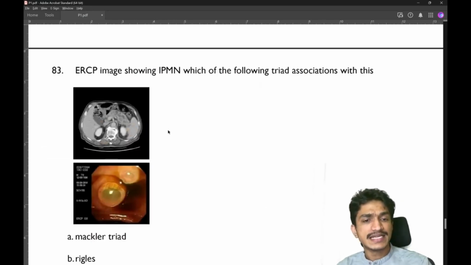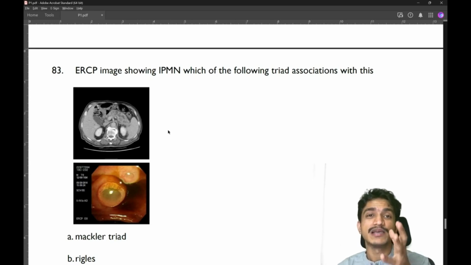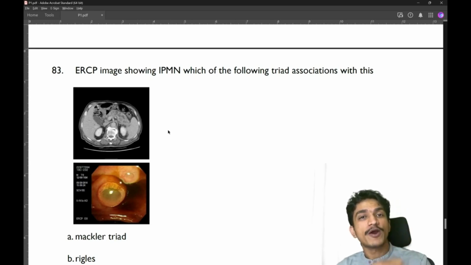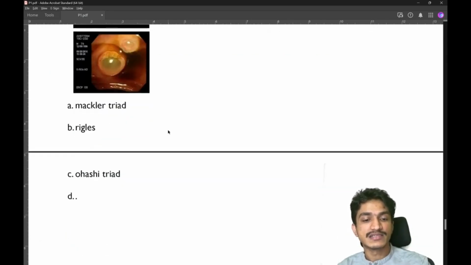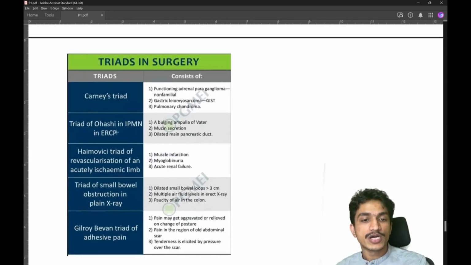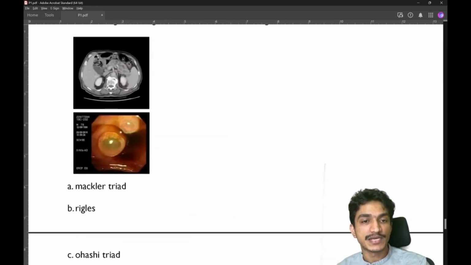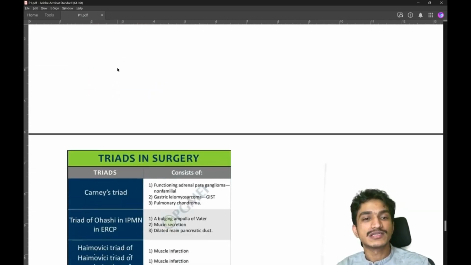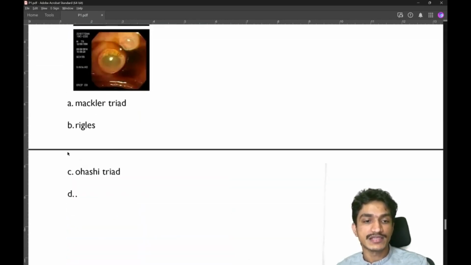Now this CT scan image with a patulous fish mouth like appearance of the ampulla, which is pointing towards IPMN, and the triad was asked. So the triad in this case is the Ohashi triad. Ohashi triad, that is in ERCP, a bulging ampulla with mucin and dilated MPD, which is seen here in the CT scan. So the answer is Ohashi triad in this scenario.